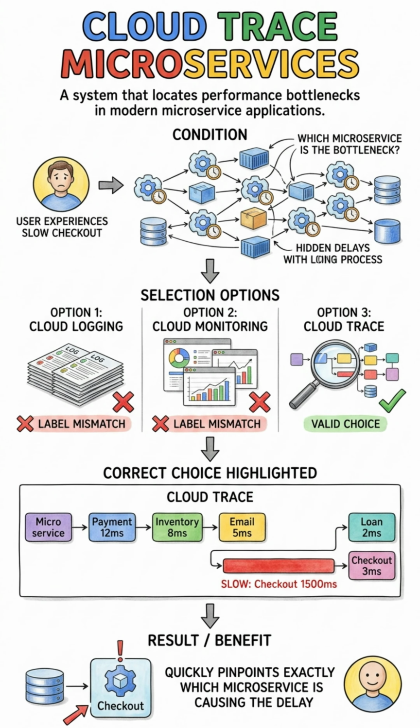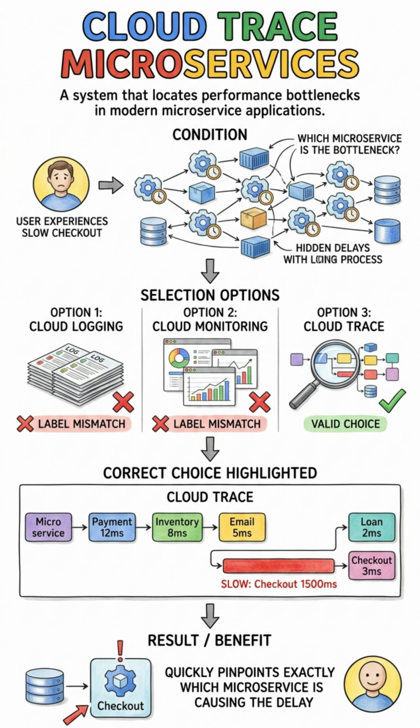While Cloud Trace tracks the time a request takes across different services, Cloud Profiler analyzes the actual code running inside your application. Cloud Profiler continuously gathers CPU and memory usage data from your production code without slowing the application down. You should choose Cloud Profiler when your developers need to identify inefficient functions or memory leaks hidden deep within their application logic.